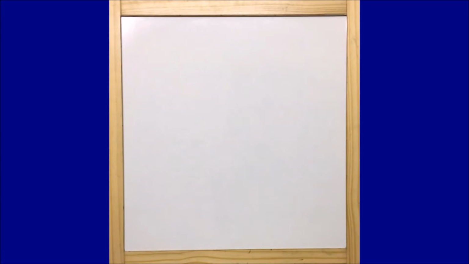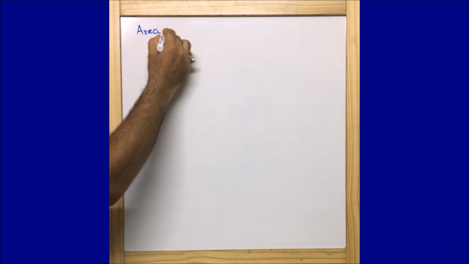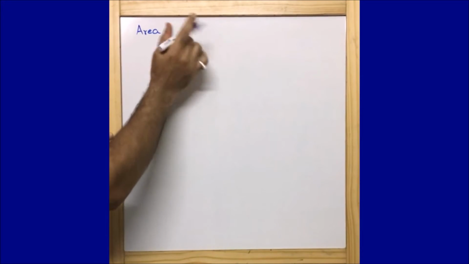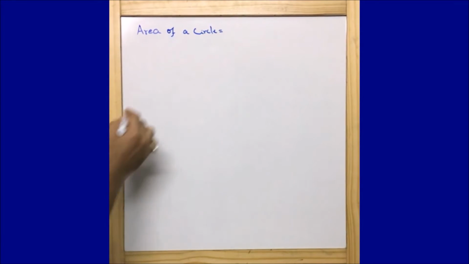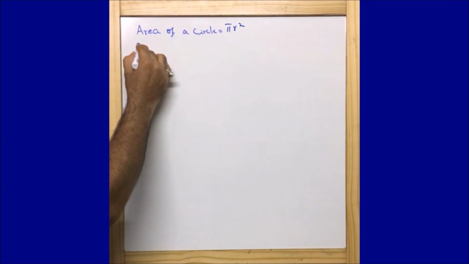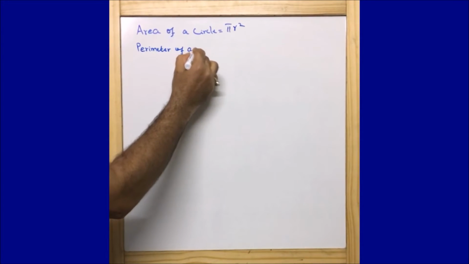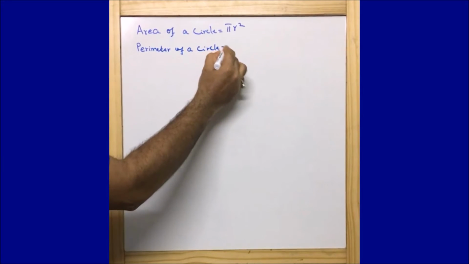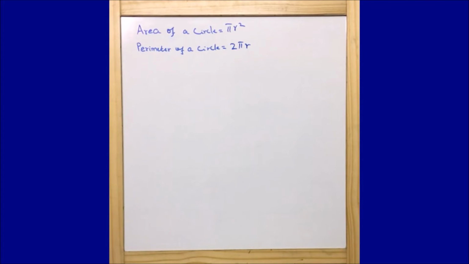So before we proceed, let us recap. Like we very well know that area of a circle is pi r square, and similarly perimeter of a circle is 2 pi r.